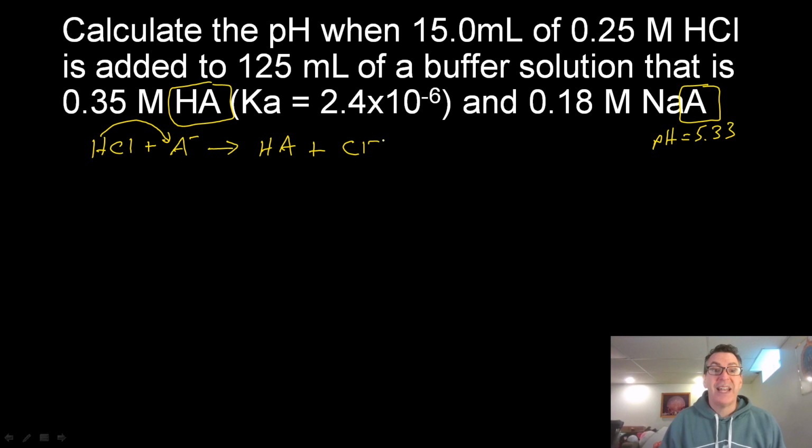Go substance by substance and ask yourself, if that was the only thing in solution, would that affect the pH? HCl definitely affects the pH. It's a strong acid. How about A-? Well, A- is a part of this buffer, and it is the conjugate base of a weak acid. The conjugate base of a weak acid will affect the pH. The weaker the acid, the stronger its conjugate base will be. It's going to affect that pH. So A- does affect the pH. And finally, HA over here, it's a weak acid. That's going to affect the pH as well.